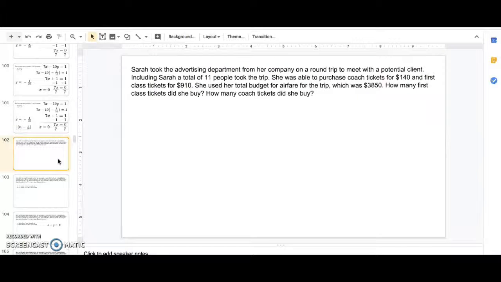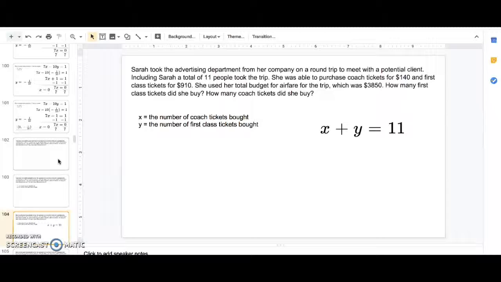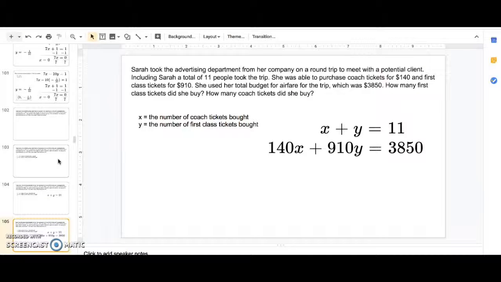Okay, so we need to set up our equations. We have two different types of tickets, so x is going to be coach tickets, and y is going to be the number of first class tickets. And we were told that Sarah took a total of 11 people on the trip, so the number of coach plus the number of first class tickets adds up to 11, so x plus y equals 11. For my second equation, she was able to purchase coach tickets for $140 and first class for $910. 140 times the number of coach tickets will be 140x, and then 910 times y for the number of first class. So you add that together, you have 140x plus 910y equals my total amount paid, which was $3,850.